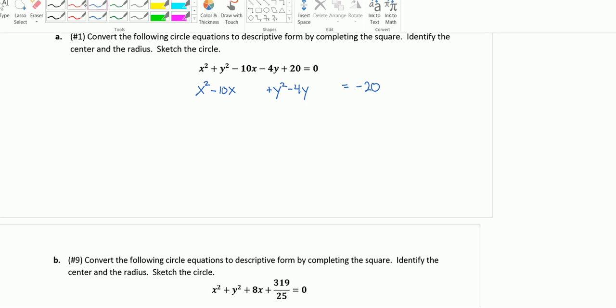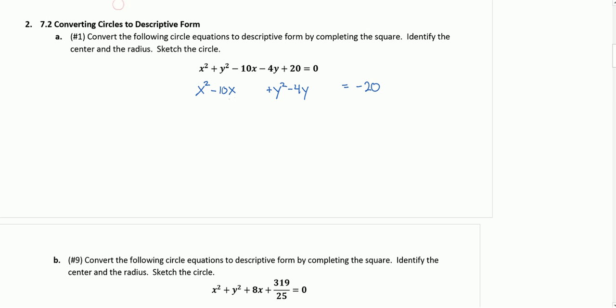And now I'm going to complete the square twice. First, for the x values, there's a negative 10 in front of the x. So I take the negative 10, cut it in half, and then square it. Half of negative 10 is negative 5. When you square that, you get 25. So 25 is what we want to add to complete the square for the first part. Whatever you add to the left side, add to the right side as well.